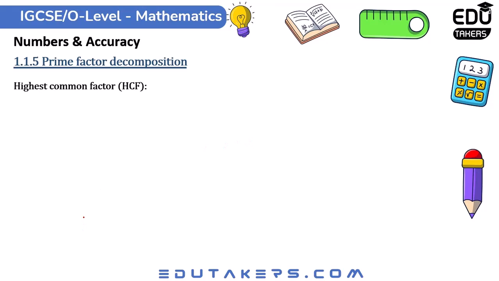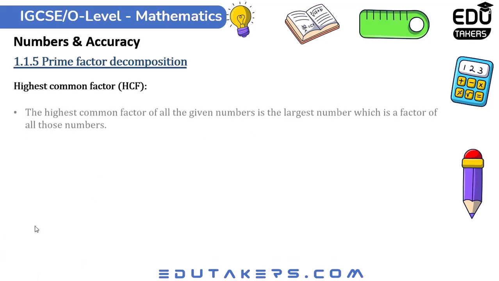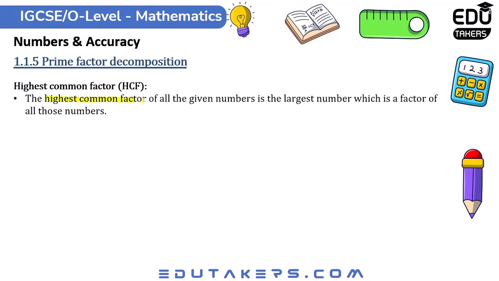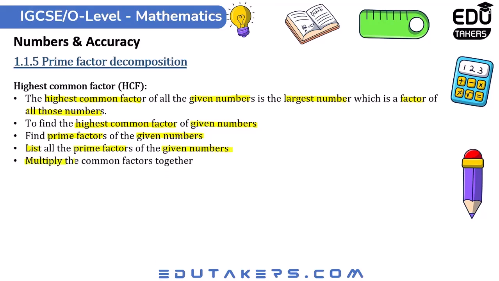Next is highest common factor. The highest common factor of all the given numbers is the largest number which is a factor of all those numbers. To find the highest common factor of given numbers, find prime factors of the given numbers, then list all the prime factors of the given numbers, then multiply the common factors together.